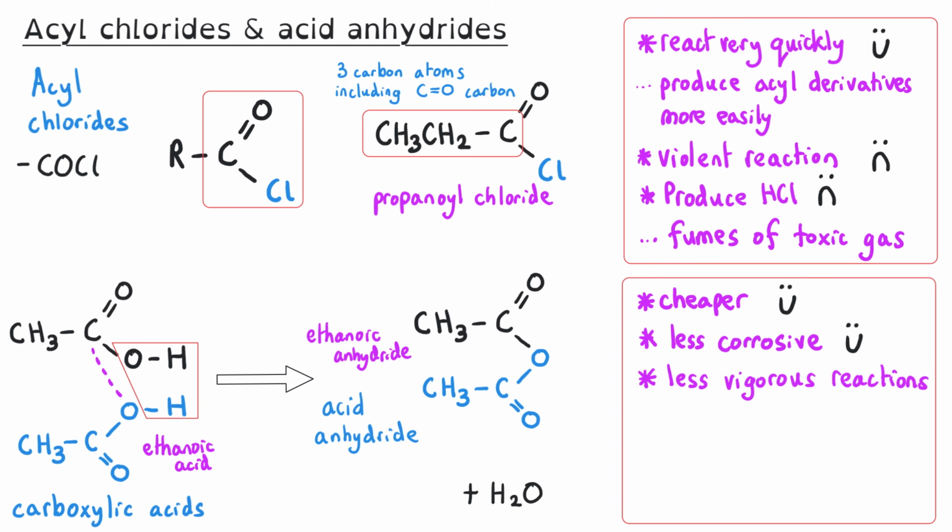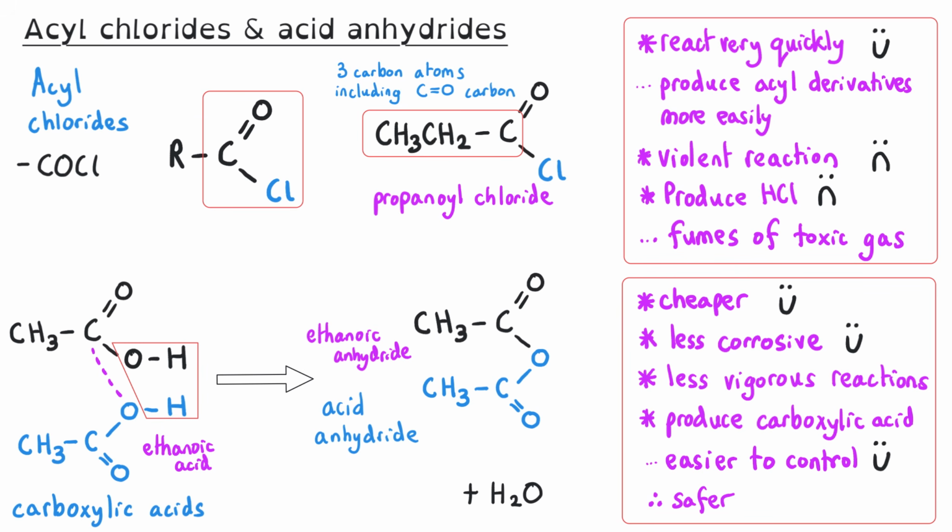They will react much more slowly. And also they will only produce carboxylic acids as a byproduct. And for these reasons, they are much easier to control when carrying out an acylation reaction, and they are much safer, all of which makes them preferable to acyl chloride reactions.